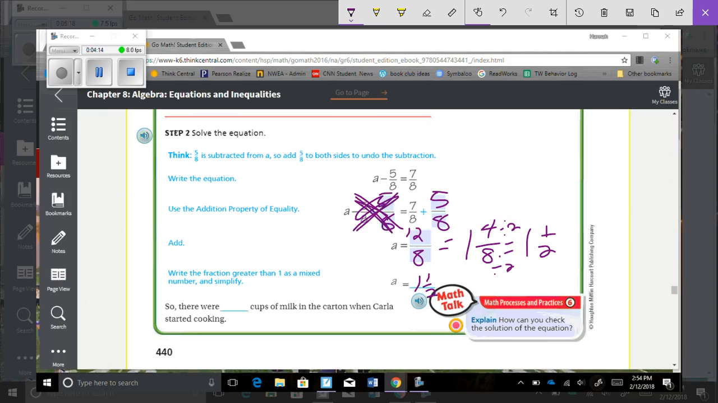You need to go back through and check. Does that work? Well, let's see. 1 1/2, we already know in improper form would be 12/8. 12/8 minus 5/8 equals 7/8. Does that work? 12 minus 5 is 7, and then we leave the denominator, so it does. So there were 1 1/2 cups of milk in the carton when Carla started cooking. That would be correct.